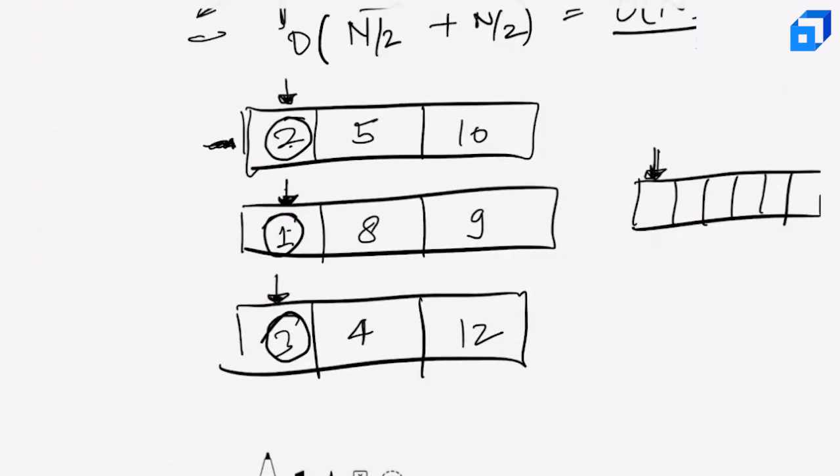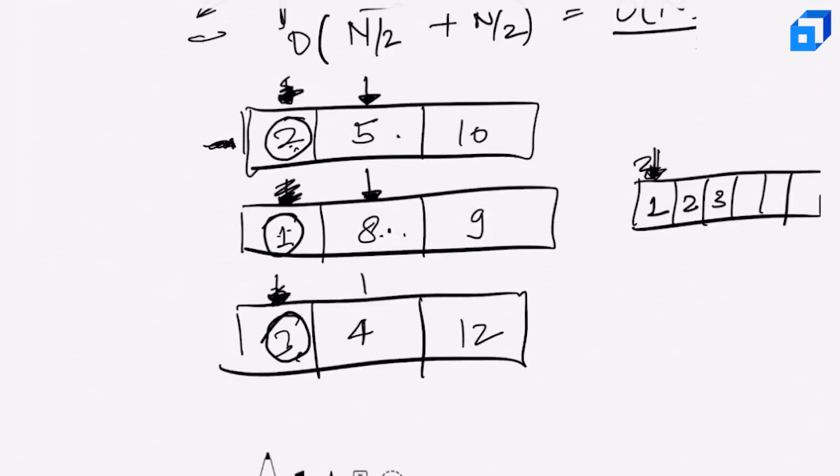Whichever is the smallest of these 3, which in this case is 1, comes here. And then all I do is move this pointer 1 step to the right, and again repeat the same thing. Whichever is the smallest of these 3, which is 2, comes here. Then 2's pointer moves 1 step to the right. Now again, 5, 8, 3: 3 is the smallest, so 3 comes here.